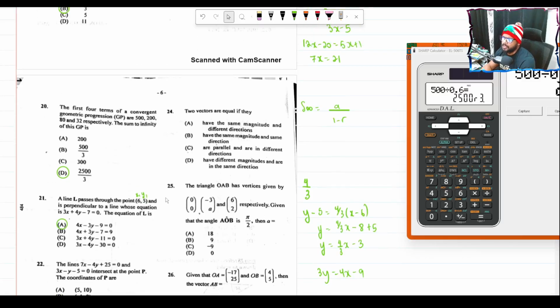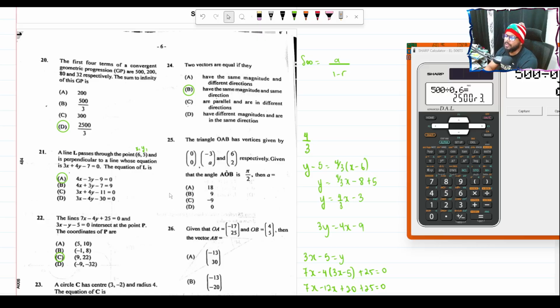Two vectors are equal if they have the same magnitude and the same direction. Are parallel, in different directions, have different magnitudes? No. So I'm going to go with B. B is the most applicable answer for number 24.